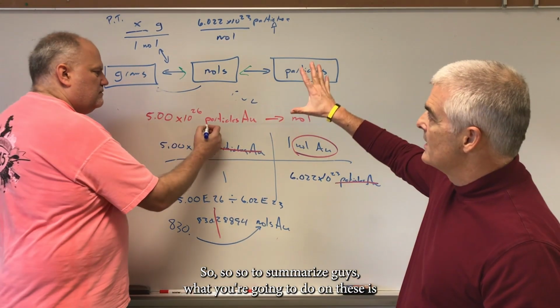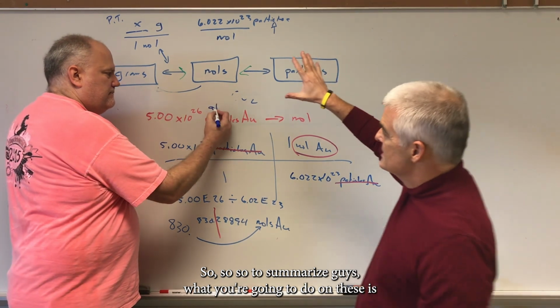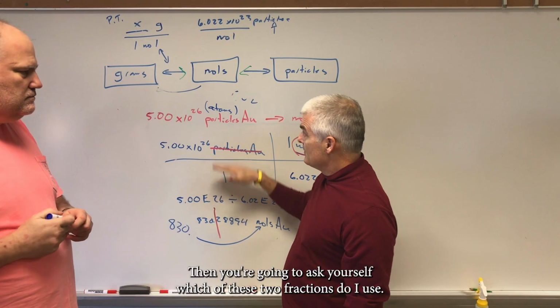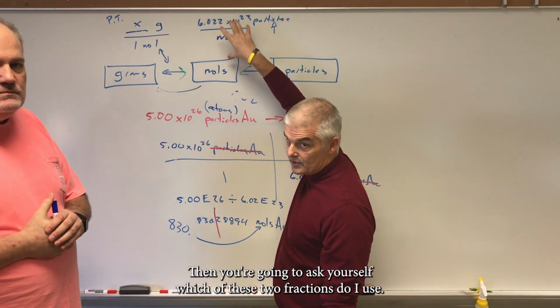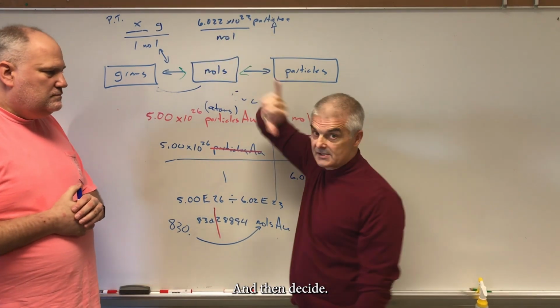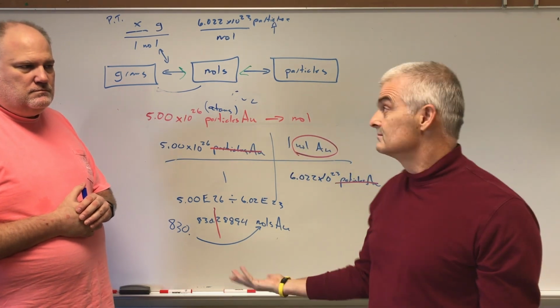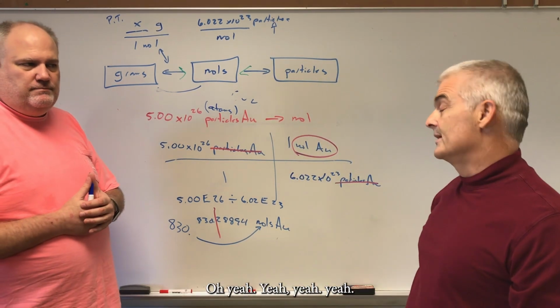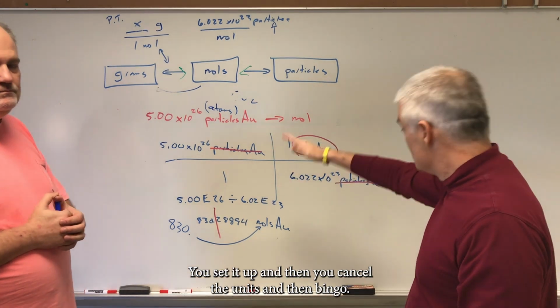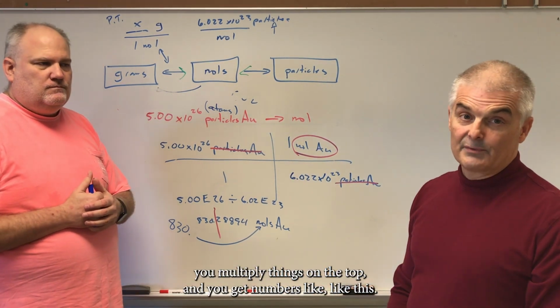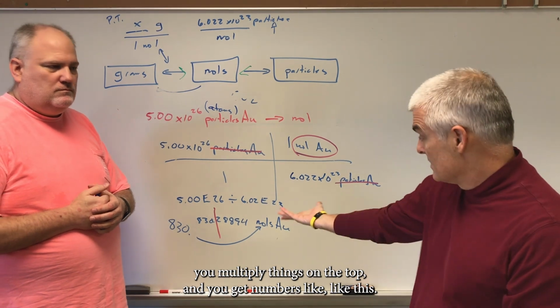So to summarize, guys, the key is you're going to start with your given as a fraction over 1. Then you're going to ask yourself, which of these two fractions do I use? And then decide, do you leave it or do you flip it? And then you do the math. Canceling is a big thing too, right? Oh, yeah. You set it up and then you cancel the units and then bingo, you do the math. You divide things on the bottom, you multiply things on the top, and you get numbers like this.